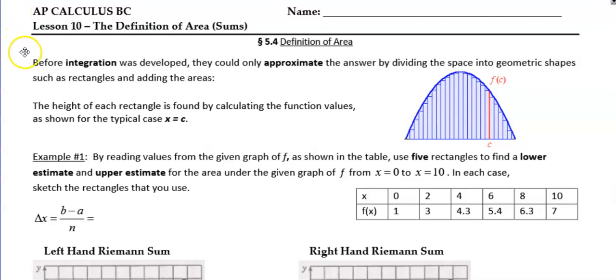And just like before, when I introduced you guys to derivatives, we talked about how that related to the slope of the tangent line. Well, before we get into actual integration and how to integrate using the fundamental theorem of calculus, we're going to talk about an approximation first. We're going to talk about how to find an approximation, and we're going to correlate that to area underneath a curve.